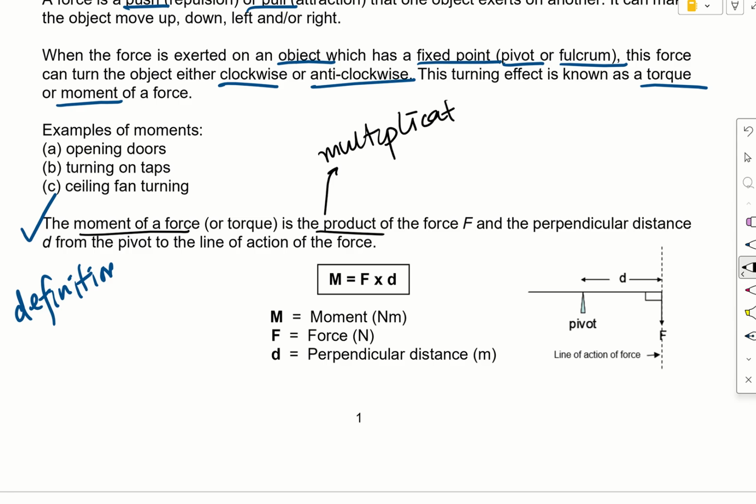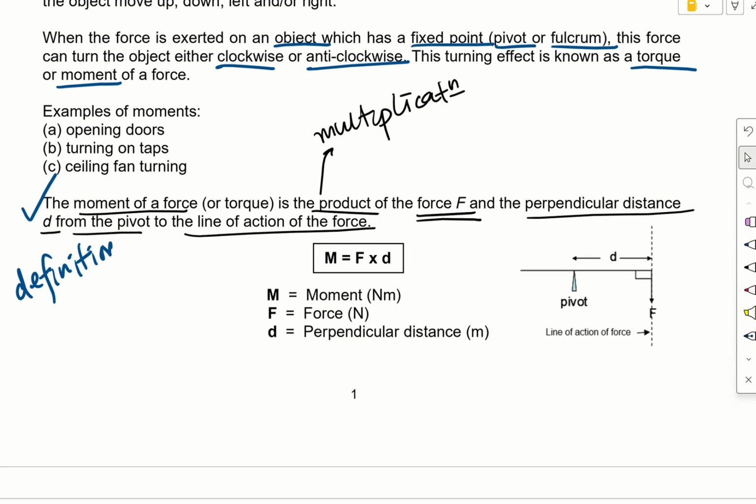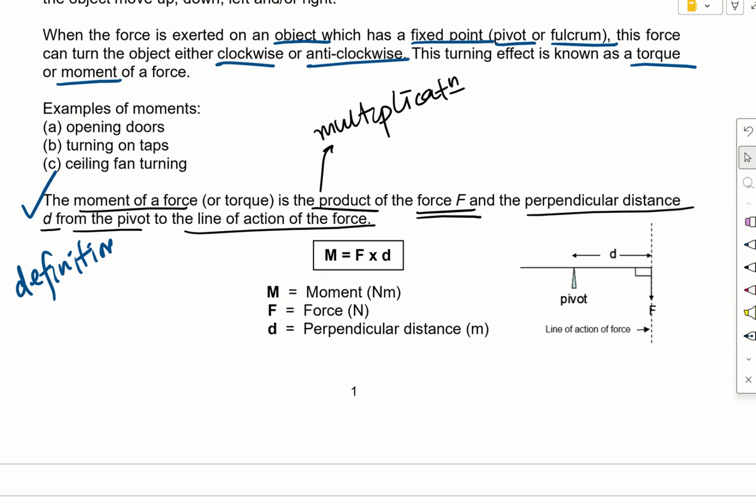So what do we multiply? We multiply the force F, and the perpendicular distance D from the pivot to the line of action of the force. There are a lot of words that I need to go through here. So what is the line of action of the force?